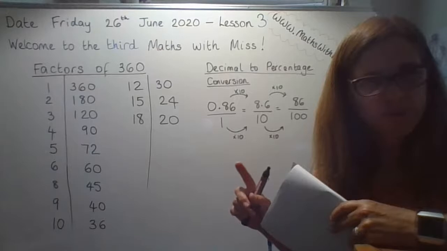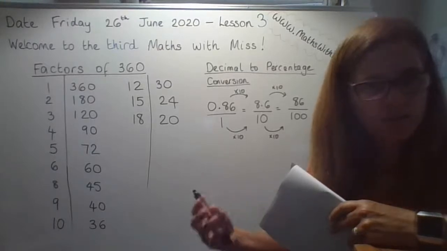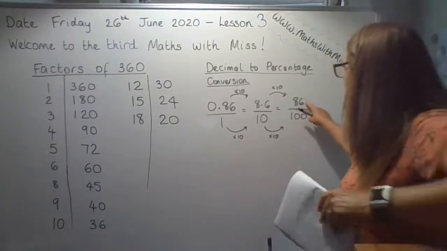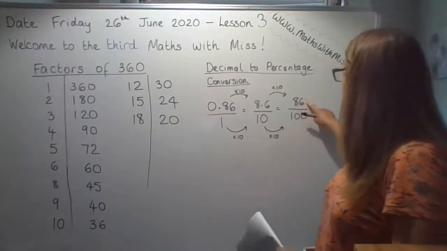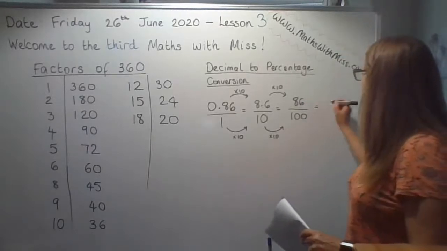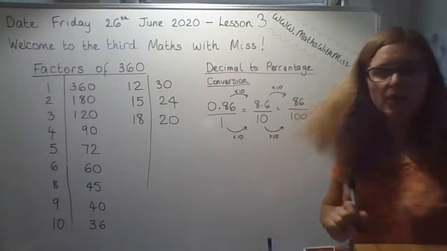And remember that definition for percentage again? Percentage, out of 100. So we can literally now say, we have 86 out of 100. We have 86%.